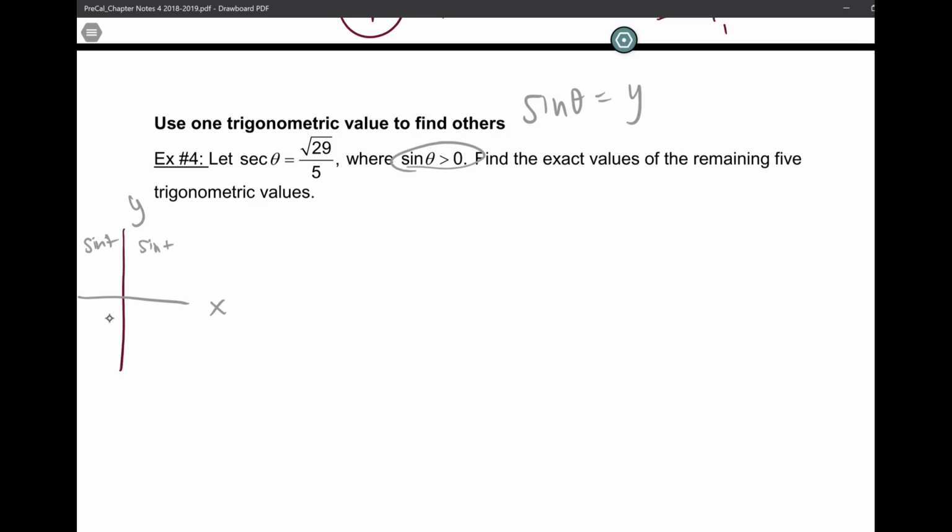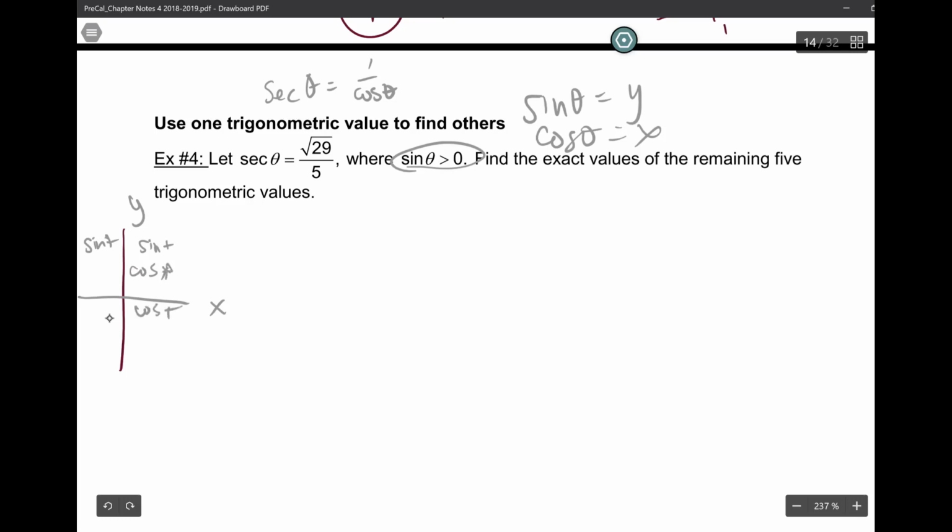And then secant is positive. Remember, secant is the reciprocal function of cosine. So if that's positive, cosine has to be positive. And remember, cosine is just our x value. So where is x positive? Cosine's positive here and here. So really, the quadrant we're looking at is quadrant 1. That's the only place where sine and cosine are both positive.